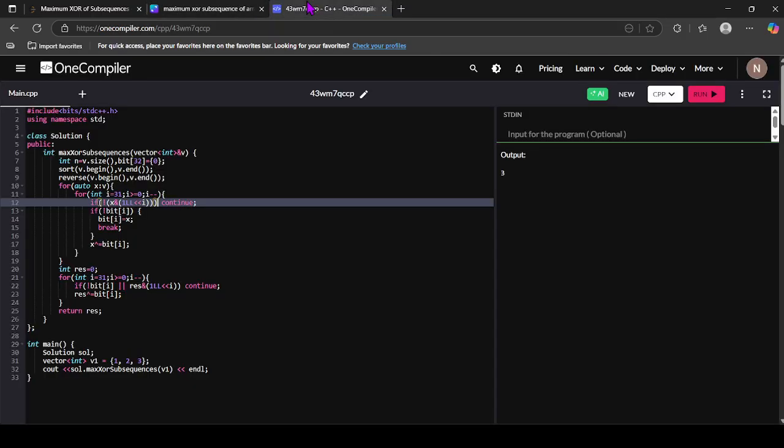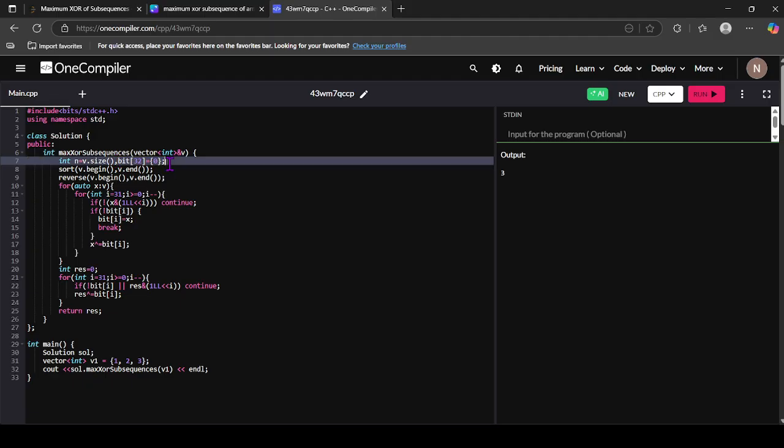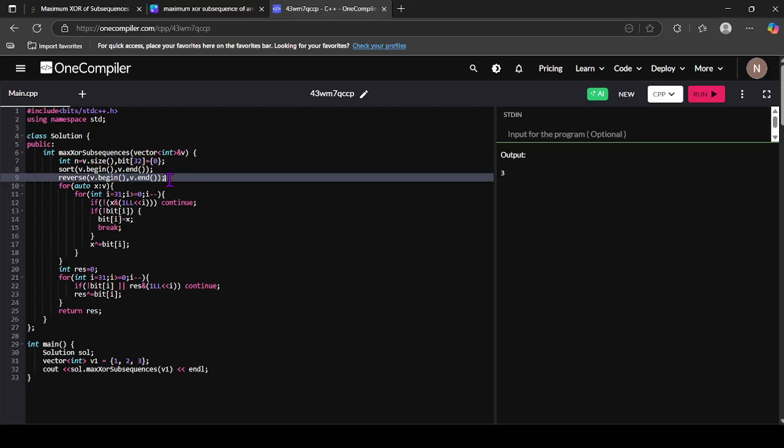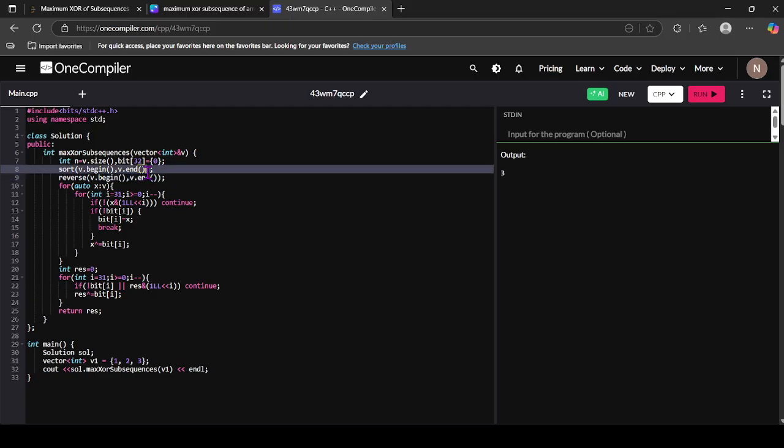So let's check the code. We are simply using bit of 32 equal to 0, which indicates that all are initially 0. And then sort this and reverse it so that we can get the highest number. Even without this it will work, because ultimately it depends only uniquely on the bit set.